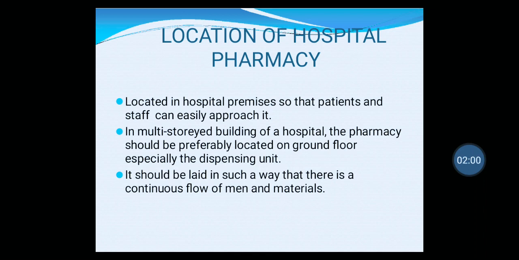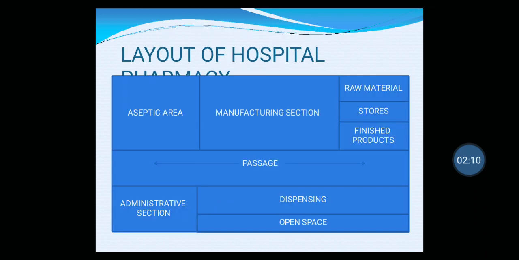There are two types of flow charts, location and layout of the hospital pharmacy, and the men and materials flow chart. First, the layout of the hospital pharmacy. Different departments are included in the hospital pharmacy. First, an aseptic area is required. Then the manufacturing section, raw material stores, and finished products.